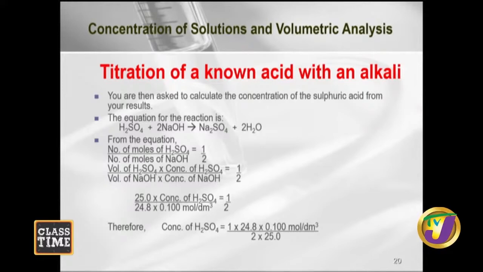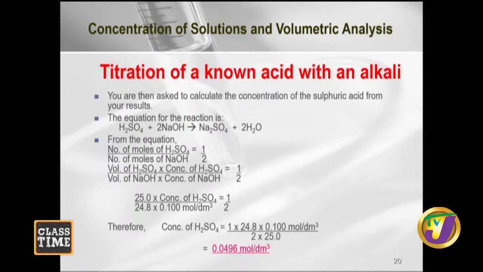Using the pipettes, we pipette sulfuric acid, 25 mL, and our sodium hydroxide, we got 24.8 after doing the titration. So how would we use this? We would divide by a half. So we say 1 times our volume times the concentration, and then we divide that by 2. All right? And times the volume. And our answer would give us our concentration of sulfuric acid that was used, right?